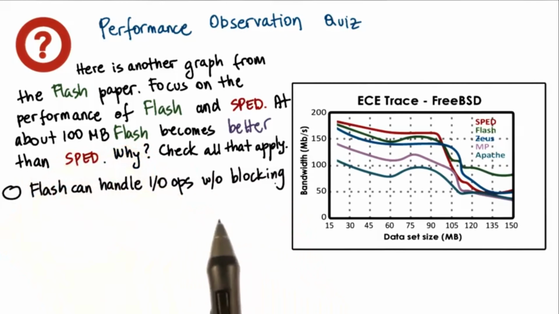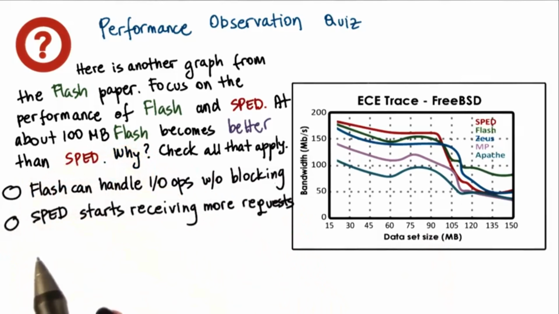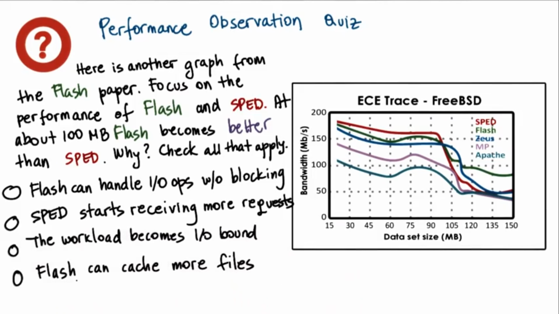Flash can handle I/O operations without blocking. At that particular time, SPED starts receiving more requests. The workload becomes I/O-bound. Or Flash can cache more files. The first answer is correct. Yes, Flash has the helper processes, so it can handle I/O operations without blocking.